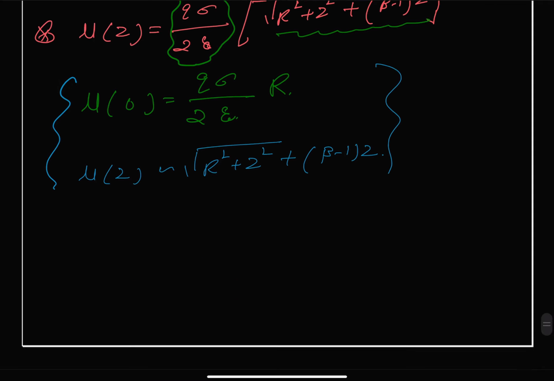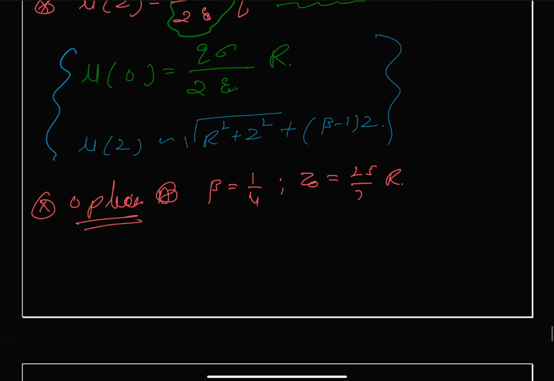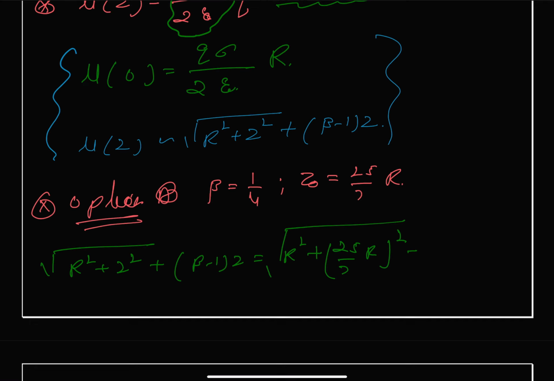Let us check the options one by one. First is option A, which gives us beta equal to 1 by 4 and z naught equal to 25 upon 7 times R. First of all, let's evaluate R square plus Z square, plus beta minus 1 times Z. We get the square root of R square plus 25 upon 7 times R whole square, plus beta, which is 1 by 4, minus 1, times 25 by 7 times R.